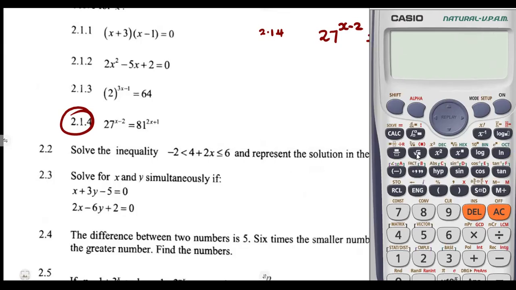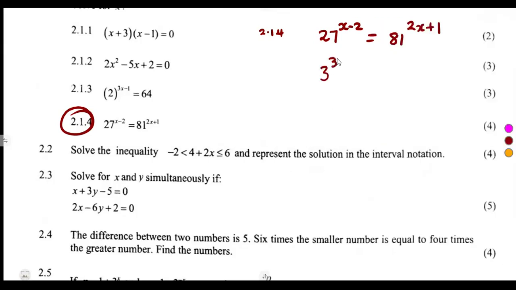27 is equal to... All right, no problem. 27, that is 3 to the exponent of 3, being raised to x minus 2, originally that you're given there. 81, you do the same thing, guys. This is 3 to the exponent of 4.